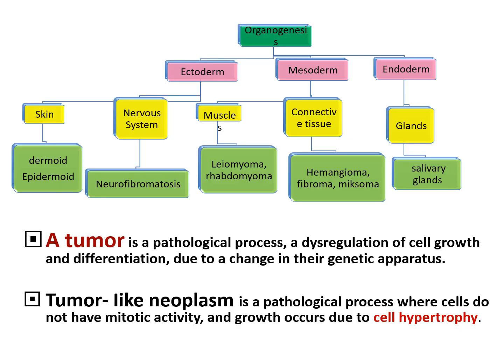The classification of all tumors is presented in this slide. Most importantly, a tumor is a pathological process with dysregulation of cell growth and differentiation due to a change in the genetic apparatus. But a tumor-like neoplasm is a pathological process where cells do not have mitotic activity and growth occurs due to cell hypertrophy.